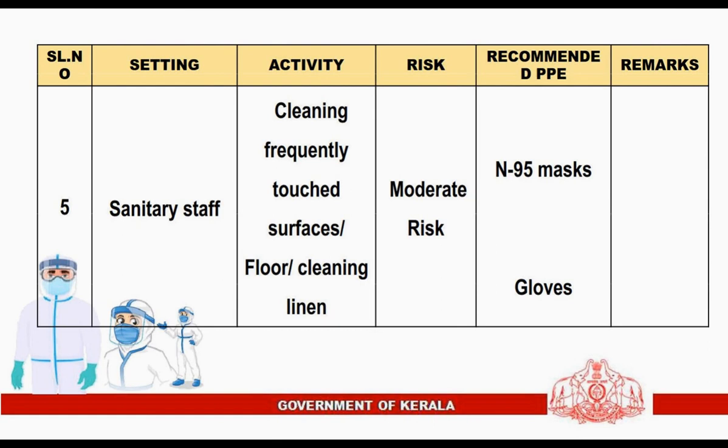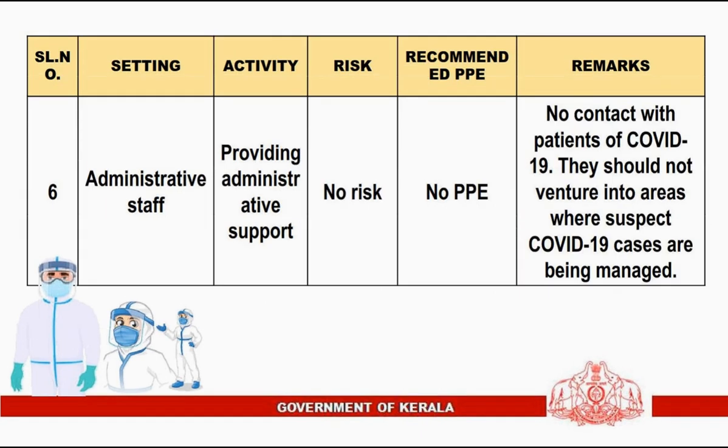The housekeeping staff posted in the point of entry has to clean frequently touched surfaces and other housekeeping activities, which exposes them to a moderate risk of infection. They must use N95 mask and glove. The administrative staff posted in the point of entry are to provide administrative support. They do not have any contact with patients, and they are not supposed to venture into areas where COVID-19 suspected cases are managed, and the risk of exposure is very minimal. They do not need to wear any personal protective equipment.